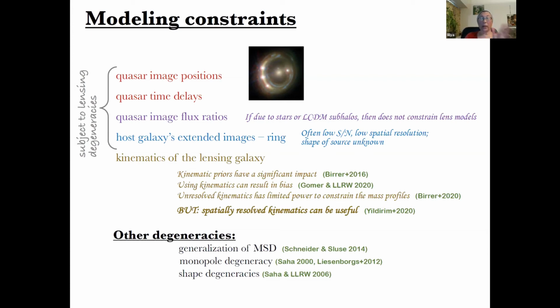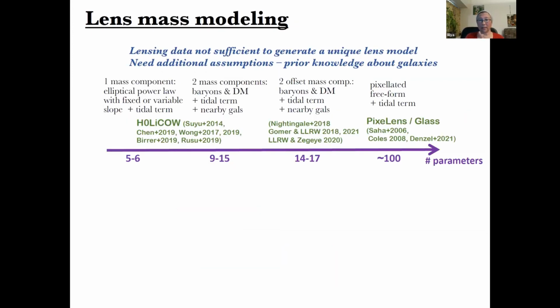Okay, so that was modeling constraints. Next, having made an account of our modeling constraints, we can actually go ahead and build a model for the mass distribution of the lens.